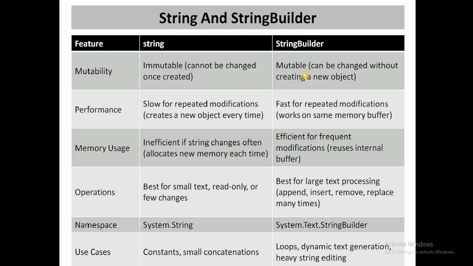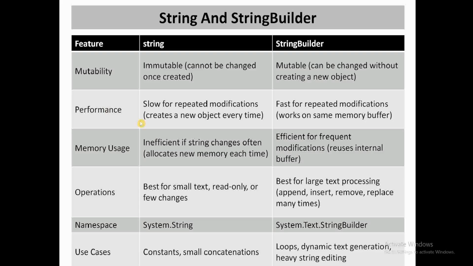Now next is StringBuilder. It is mutable, it can be changed without creating a new object. So if we want to have frequent modifications, then we can go with the StringBuilder because it is mutable and we can do modifications according to our requirements.